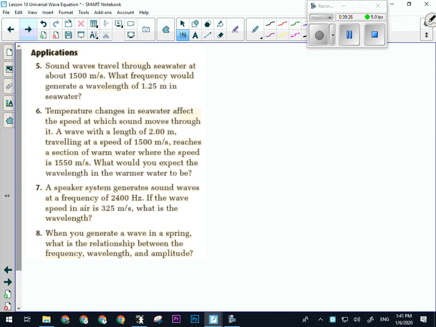Okay, let's have a look just here at number 6. We already know that the properties of a medium can affect the speed of a wave, including temperature. So we have a wave of the length of 2 meters traveling at 1,500 meters per second. Then it reaches a section of warm water where the speed is greater. So if the wave speeds up, will the wavelength get longer or shorter? Longer. Because remember, this is about the 20th time I've said this today, frequency never changes. So if V changes, lambda changes in the same way. Always have to change together.